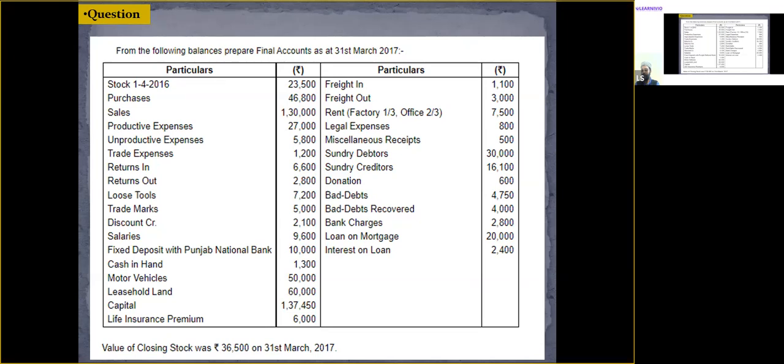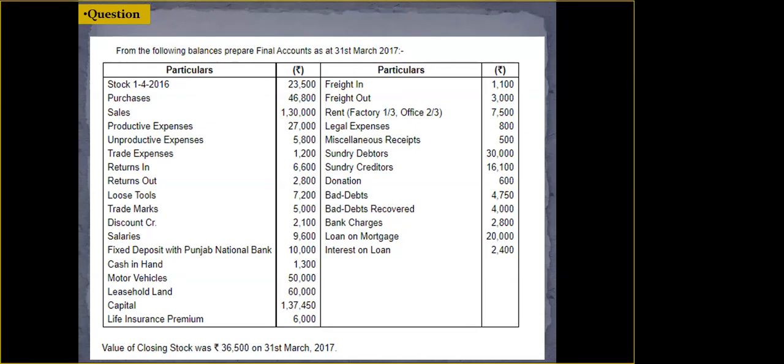Is that clear, everyone? So we will divide 7500 by 3. Whatever value we get will be a factory expense. Then we will multiply 7500 into 2 by 3. Whatever value we get will be recorded in the profit and loss account. Everybody clear about this? Anybody having any doubt? No, sir.